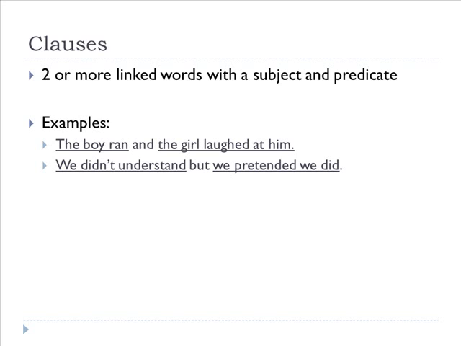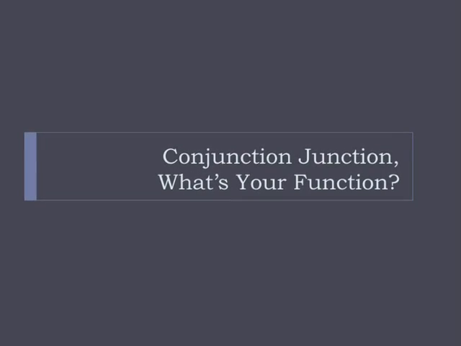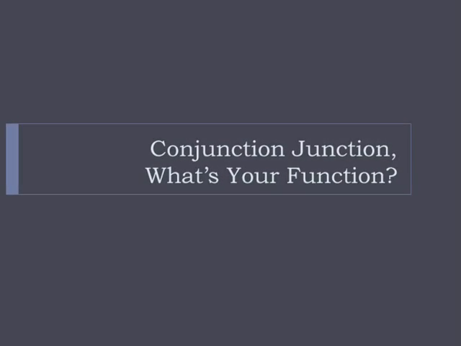Or we didn't understand, but we pretended we did. Again, we have 2 clauses in this sentence. We didn't understand, we being the subject, did understand being our predicate, and we being our subject again, and pretended being our predicate there. So every sentence is a clause, but sometimes we have more than one clause in a sentence. Alright, now that we understand those 2 terms, we can start to talk about our parts of speech.